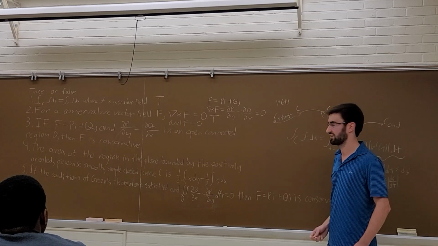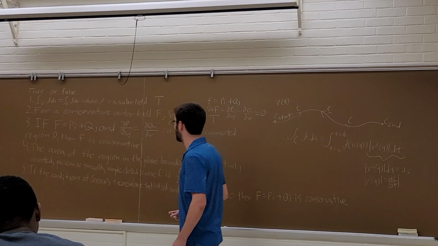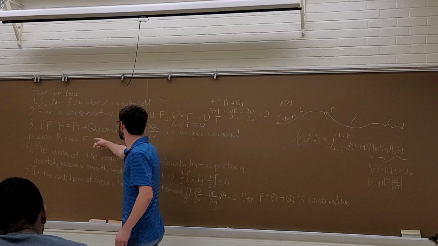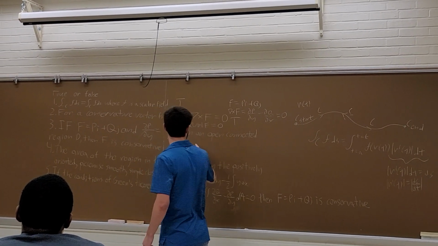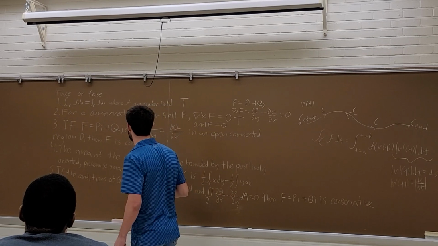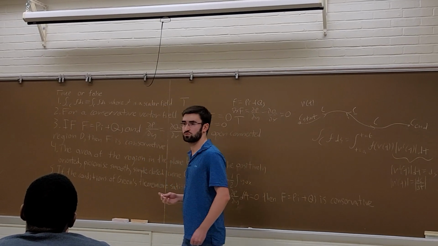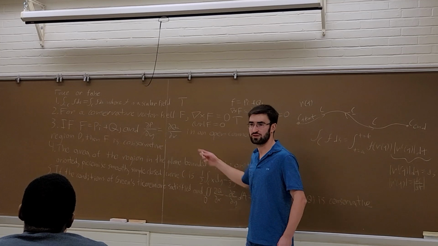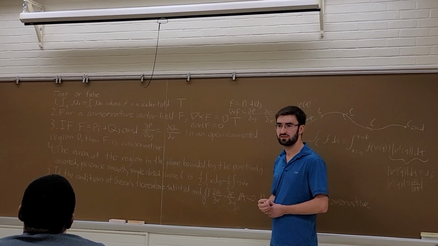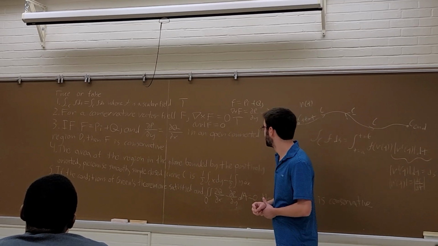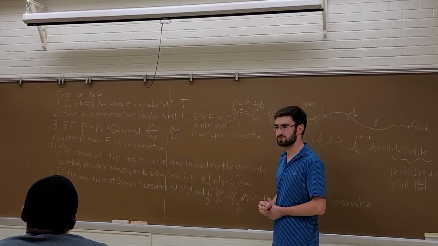That's pretty clear. Okay. All right, so now we have, if F is equal to that, and those are equal to each other in an open connected region D, then F is conservative. Is that true or false? This is a tricky one, does anyone have a guess? Yes? I would say it's false because it's an open region. Does anyone have any other reasons as to why it would be false?